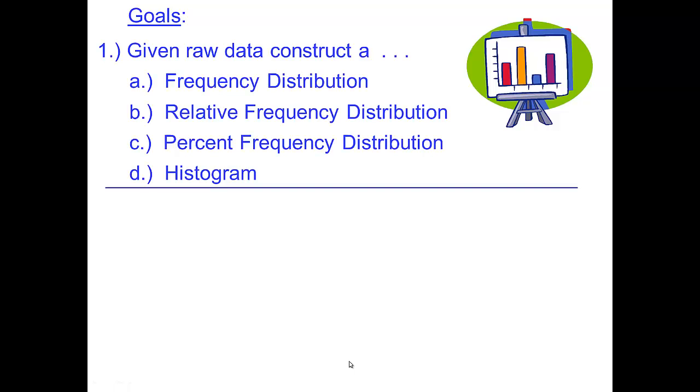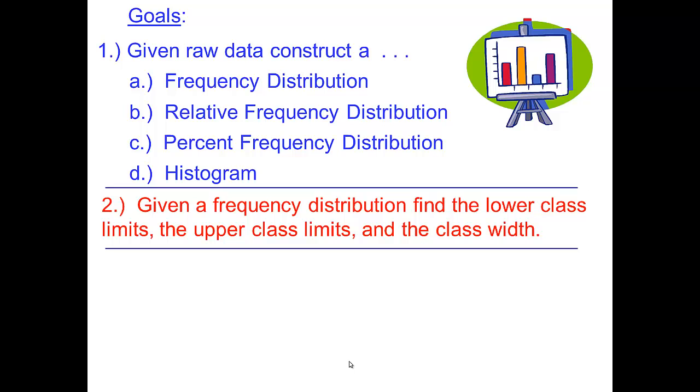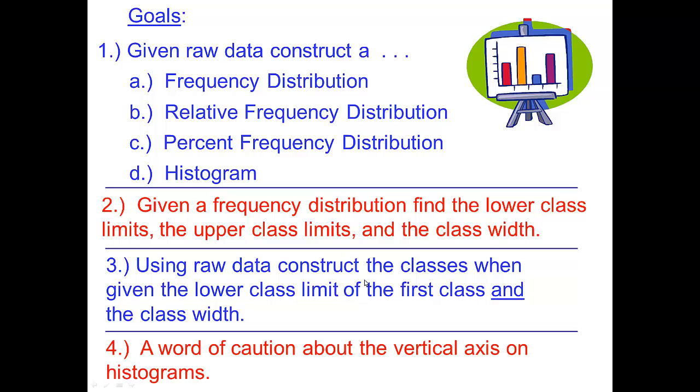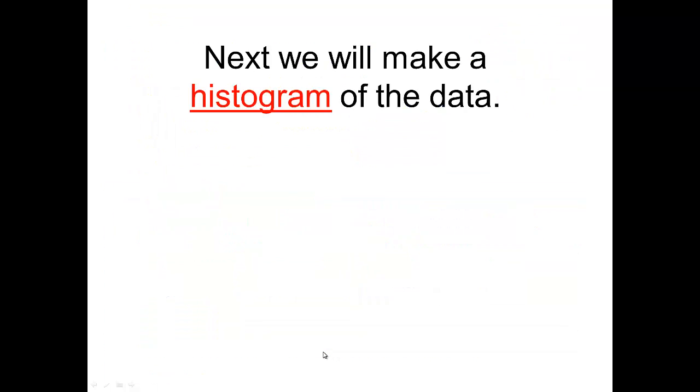Remember that our goals were to, given raw data, construct a frequency distribution, relative frequency distribution, percent frequency distribution, and histogram. In parts 1 and 2, we have done A, B, and C, and we're ready to proceed with histograms. I also hope in this video to cover, given that frequency distribution, how to find the lower class limits, the upper class limits, and the class width. And then in the next one, using raw data, construct the classes when given the lower class limit of the first class and the class width, and a word of caution about the vertical axis on the histograms.